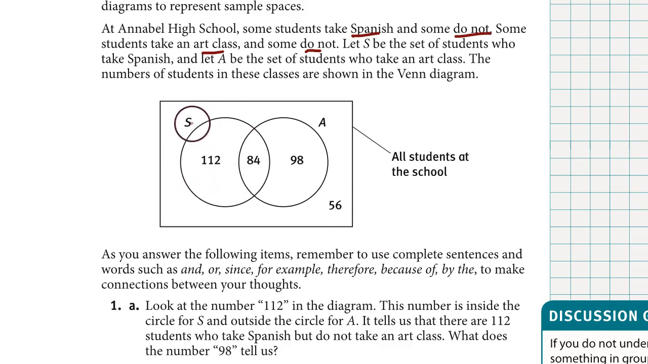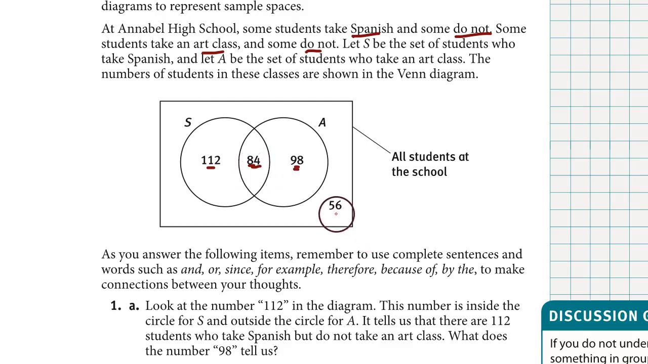So the first circle is the kids who take Spanish. There are a total of 200 kids who take Spanish because the 112 and the 84 are both in that circle. The other circle has the letter A by it. It's the kids who take art. There are a total of 182 students who take art because the 84 and the 98 are both in that circle. You'll notice that the 84 is written so that it's in overlapping circles. That indicates that there are 84 students who take art and Spanish.